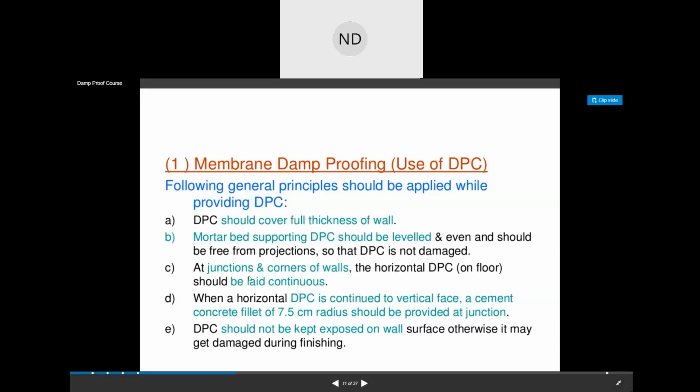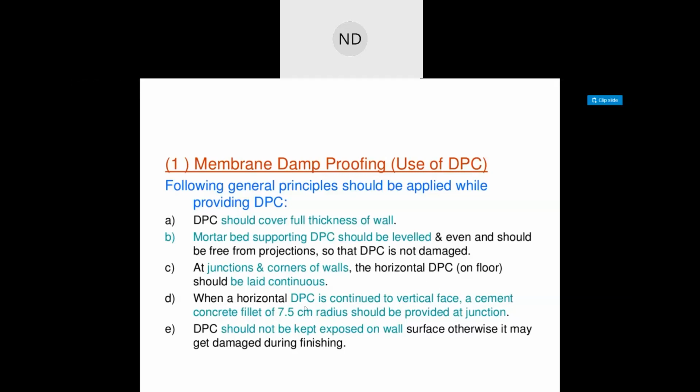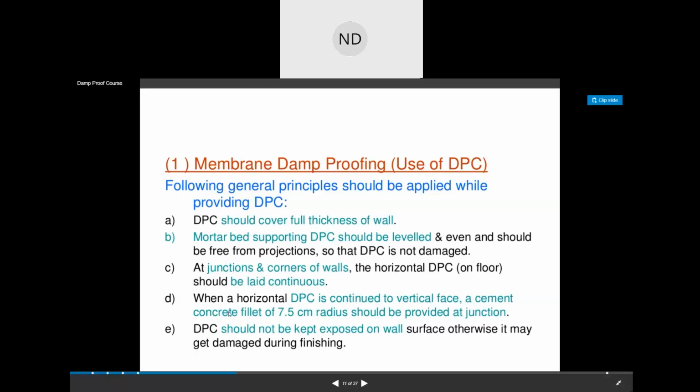At junctions and corners of walls, the horizontal DPC on the floor should be laid continuously. When you have a junction of wall or beam column, or a junction of the wall and the corner, that means corner walls, if there is dampness there, you should lay it horizontally on the floor continuously. You should use your DPC horizontally and continuously on the junctions of the floors. Then in the walls also it should be continuous when you are using it for the vertical walls.